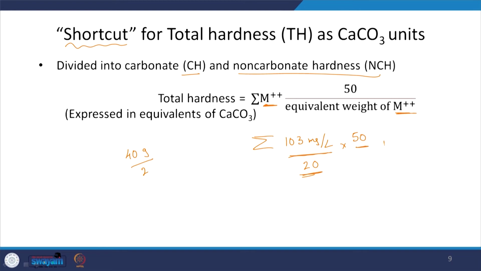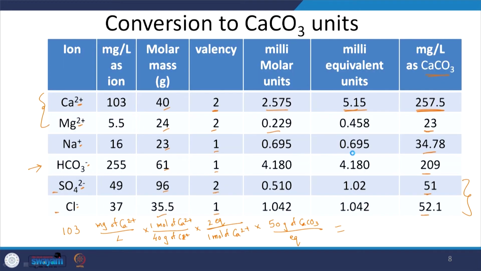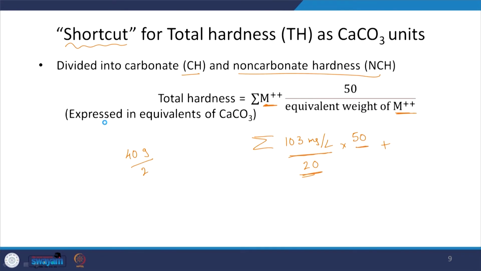This is for calcium, and for magnesium, what is it like? We see it is 5.5 milligrams per liter by 24 by 2, that is 12, into 50. That will give us an idea about the relevant hardness, let us see, right. Here obviously, the units are in mass units. Again, this is one reason why I do not like this way, but again that is something to keep in mind. So, this is the total hardness.